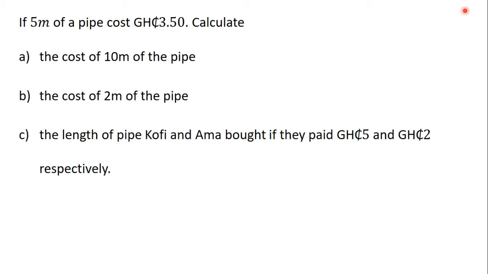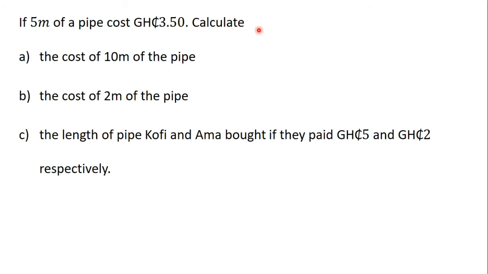if 5 meters of a pipe cost 3 Ghana cedis 50 pesos, calculate A, the cost of 10 meters of the pipe, B, the cost of 2 meters of the pipe, and C, the length of pipe Kofi and Ama bought if they paid 5 Ghana cedis and 2 Ghana cedis respectively.